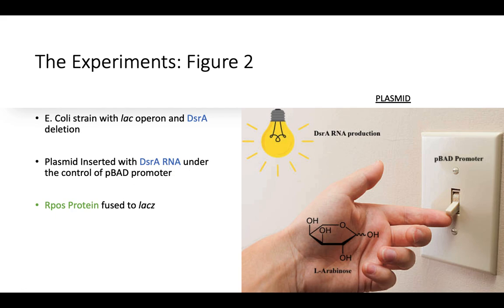Pretty much, I'm not going to go into too much detail, but we just use the PBAD promoter so that this sugar down here, L-arabinose, is going to be used to activate DsrA RNA production. We've given ourselves just an easy way to turn it on and off by applying different amounts of that sugar.